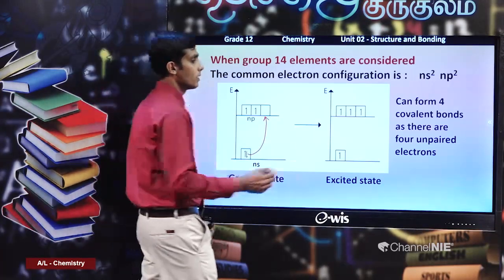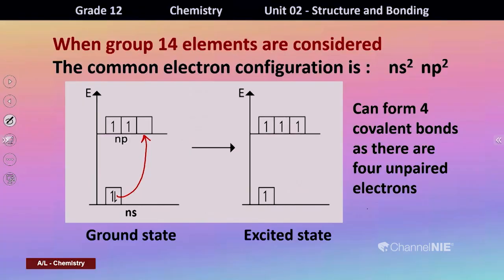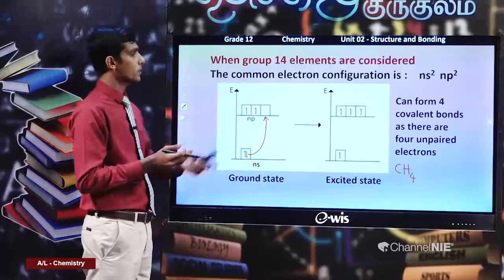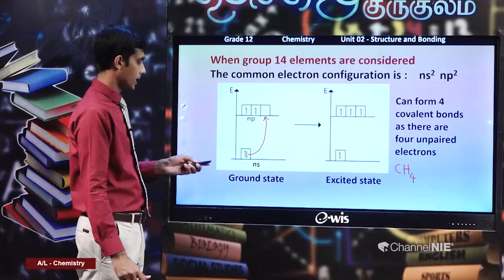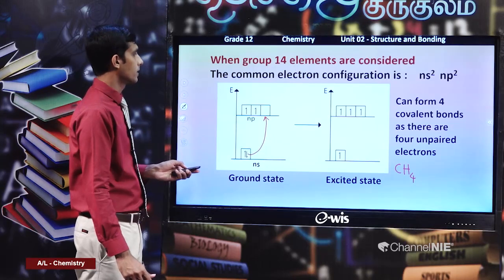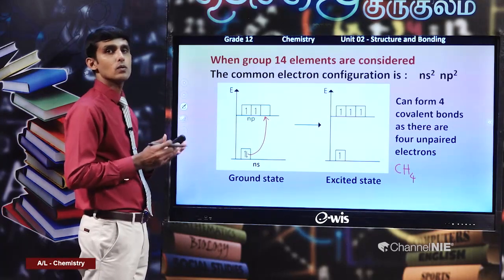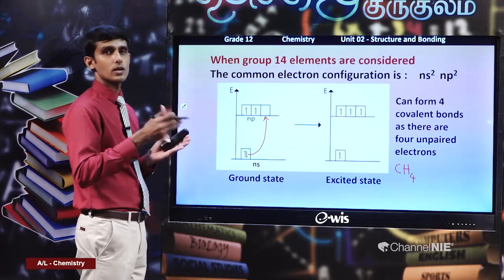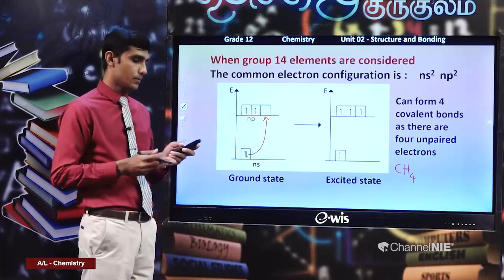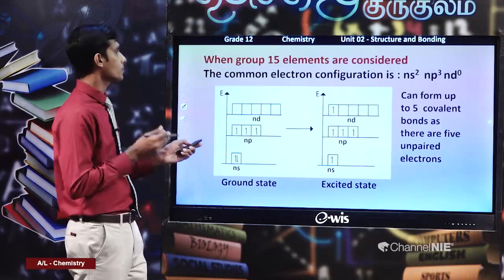For example, if you look at a molecule like CH4, CO2, they always have 4 covalent bonds. So this can be explained from this electron excitation. The idea of this is something we use to explain the way different numbers of covalent bonds are formed by the different elements in the periodic table.